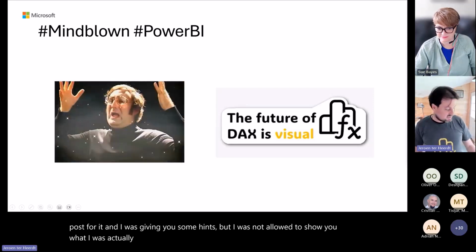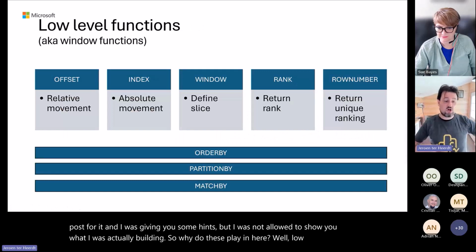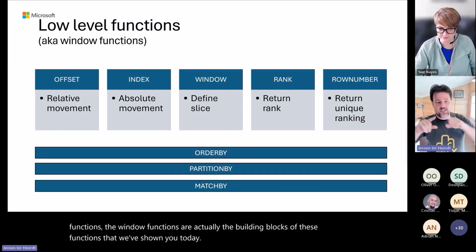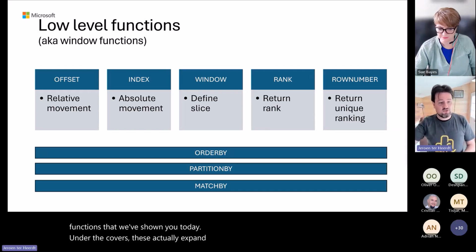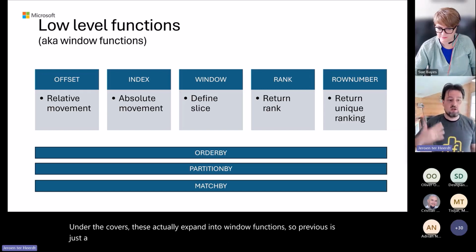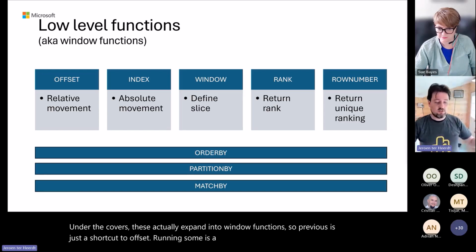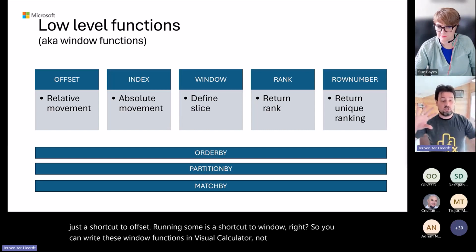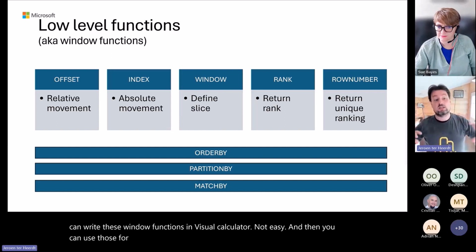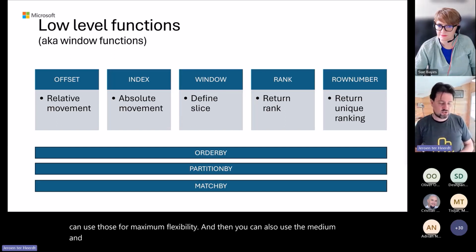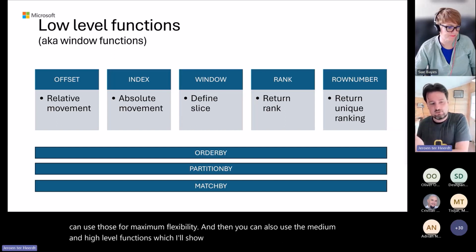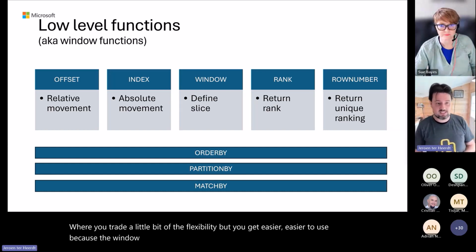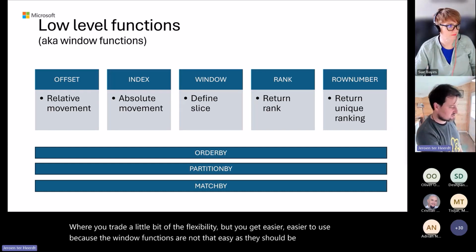So why do these play in here? Well, low level functions, the window functions, are actually the building blocks of these functions that we've shown you today. Under the covers, these actually expand into window functions. So previous is just a shortcut to offset. Running sum is a shortcut to window, right? So you can write these window functions in visual calcs. They're not easy. And then you can use those for maximum flexibility. And then you can also use the medium and high level functions, which I'll show you, where you trade a little bit of the flexibility, but you get easier use because the window functions are not as easy as they should be, as I already wrote in that blog post in December 22.